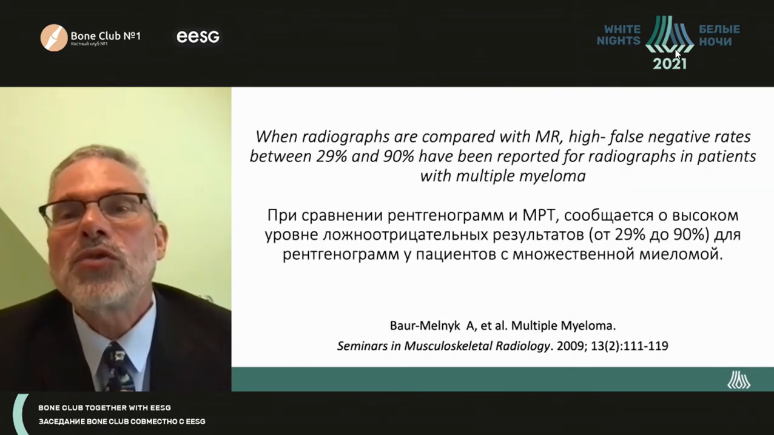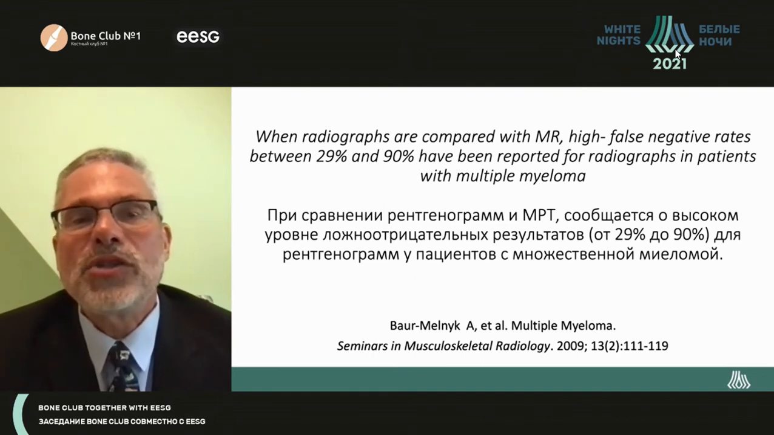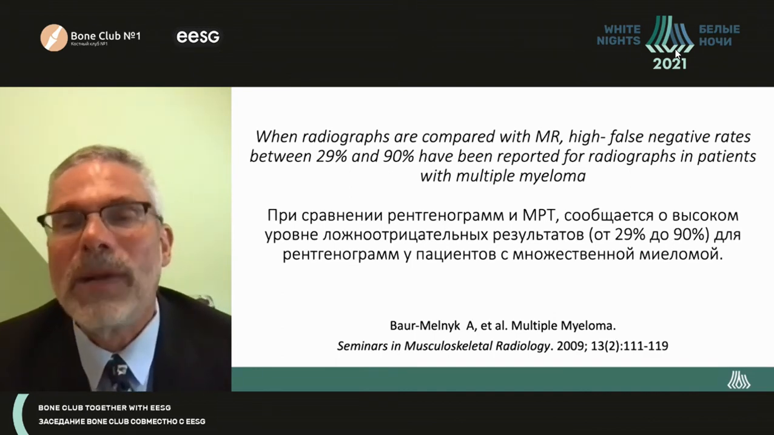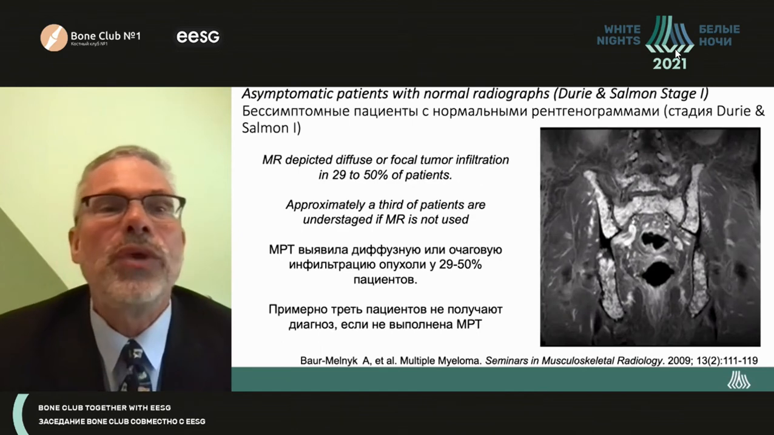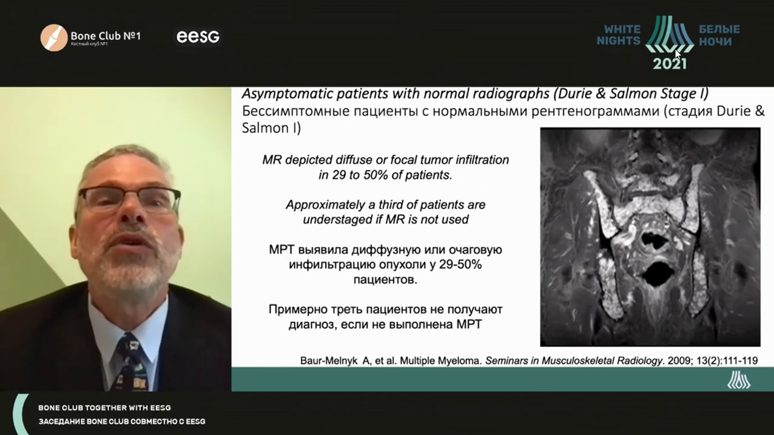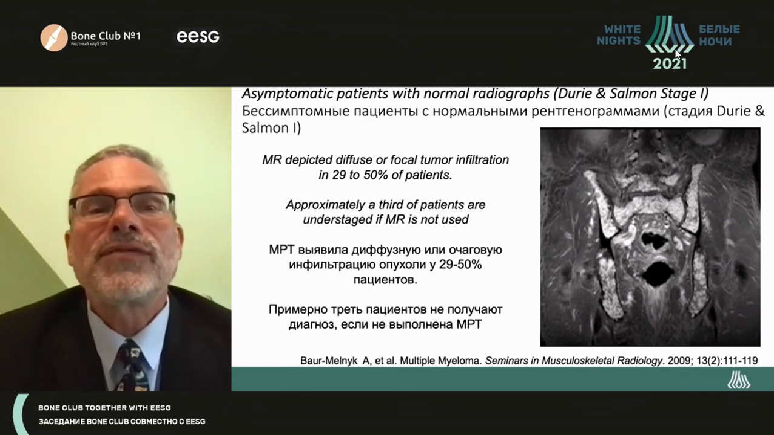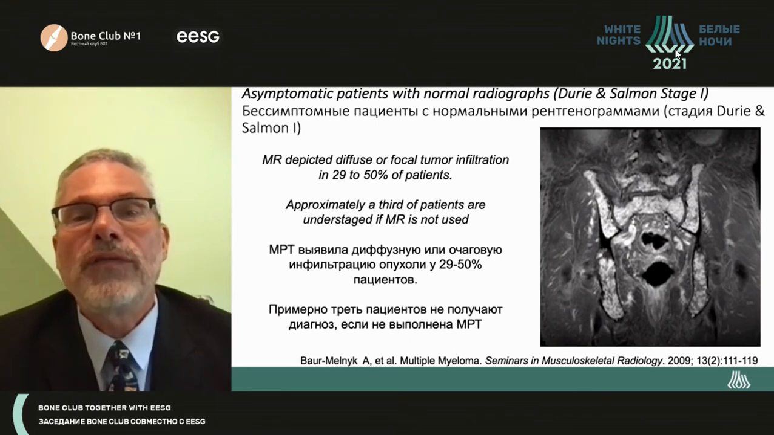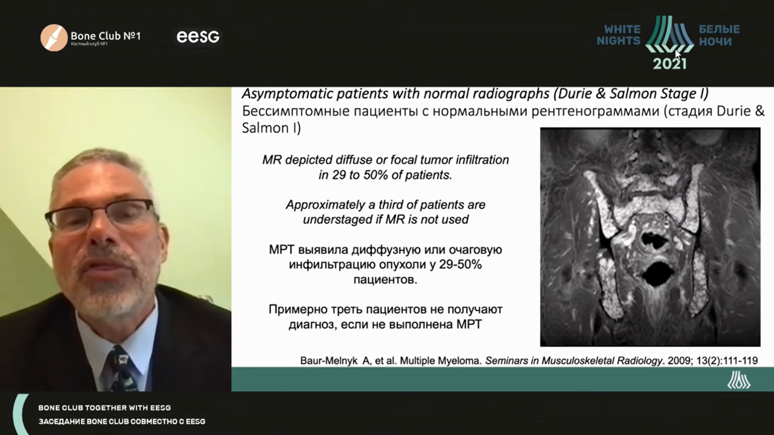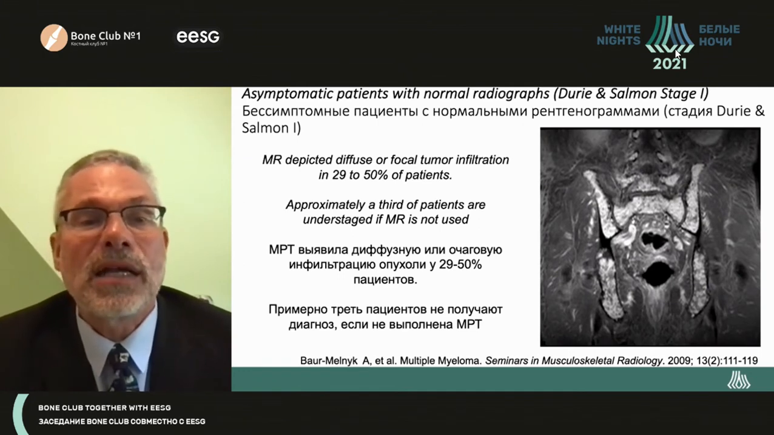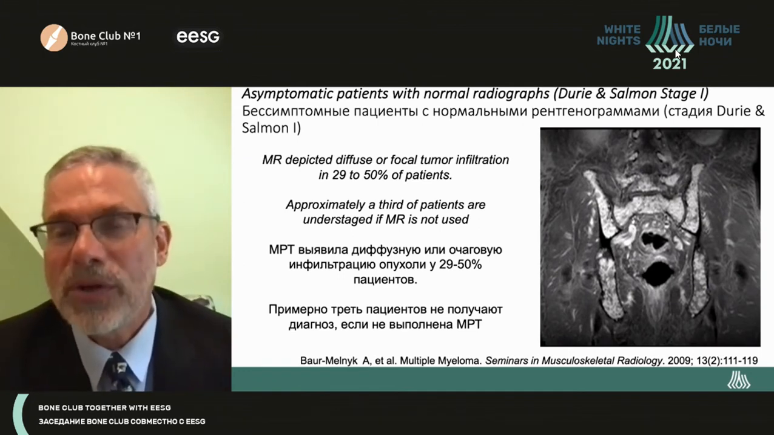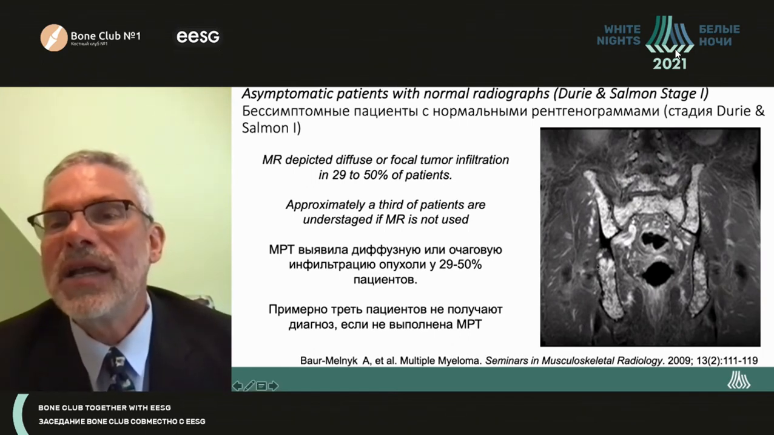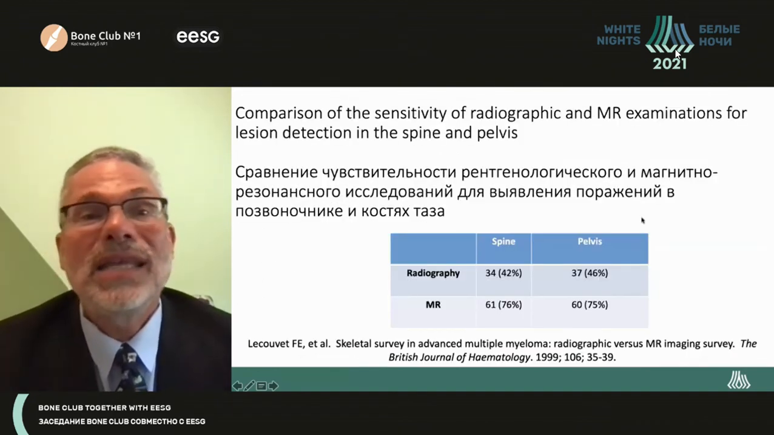When radiographs are compared with MR, high false negative rates between 29 and 90% have been reported for radiographs in patients with multiple myeloma. So radiography alone is not the way to screen patients. So when viewing asymptomatic patients with normal radiographs, MR depicts diffuse or focal tumor infiltration in 29 to 50% of patients. Approximately a third of patients are understaged if MRI is not used. So MRI is far superior for staging than plain films, but when lesions like this are identified, plain film correlation or CT correlation is important.